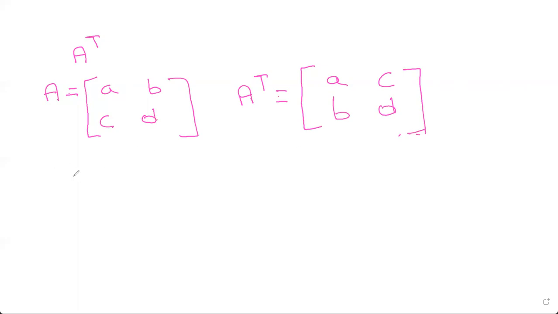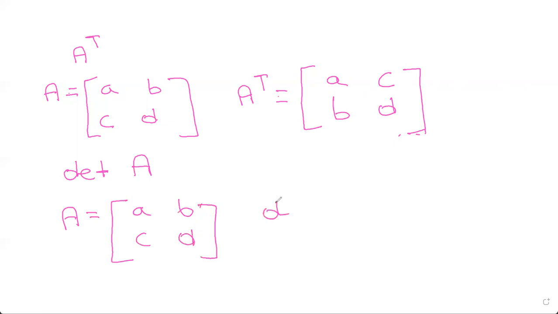Now let's look at the determinant of a matrix. That's represented as det A. Just going to define the same matrix again. A, B, C, D. The determinant of A is A times D minus C times B. Sometimes they'll give you the formula in the question, but it's good to know it in case they don't. So it's A times D minus C times B.